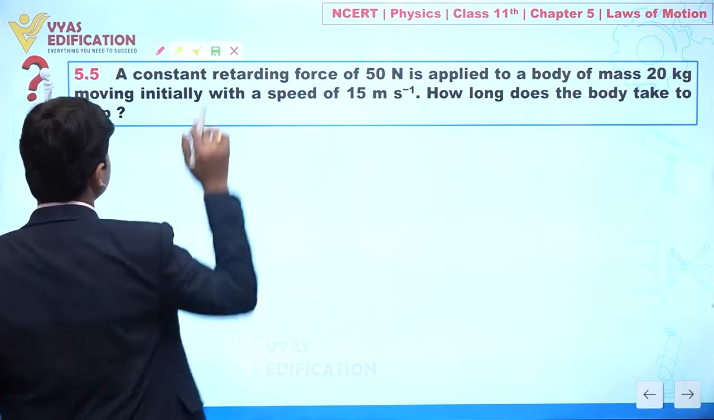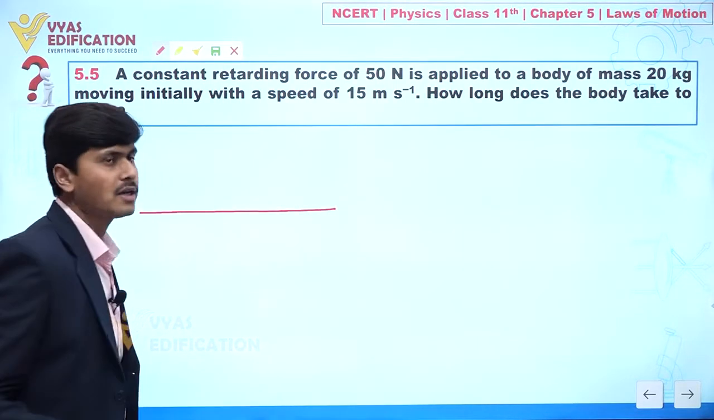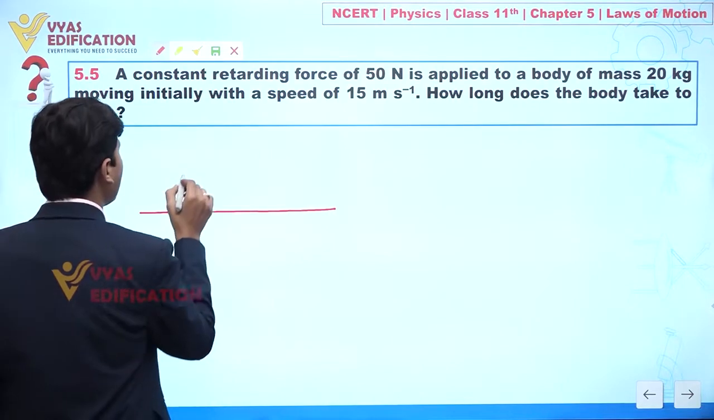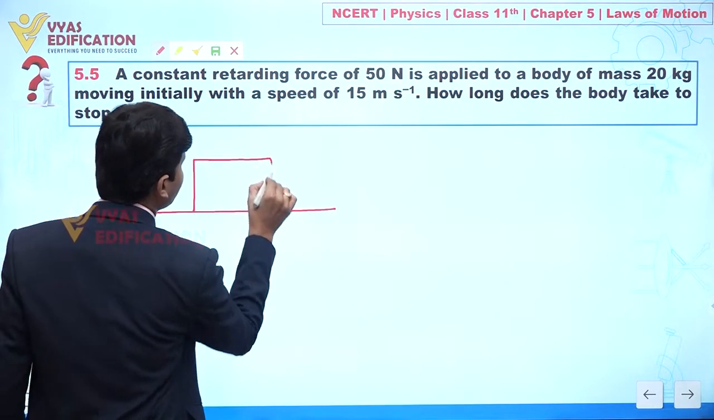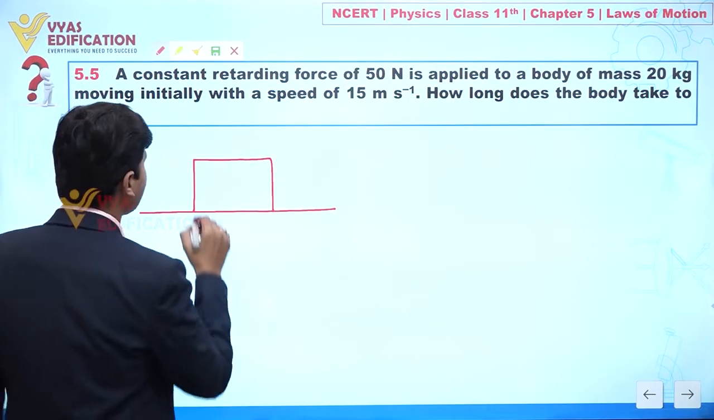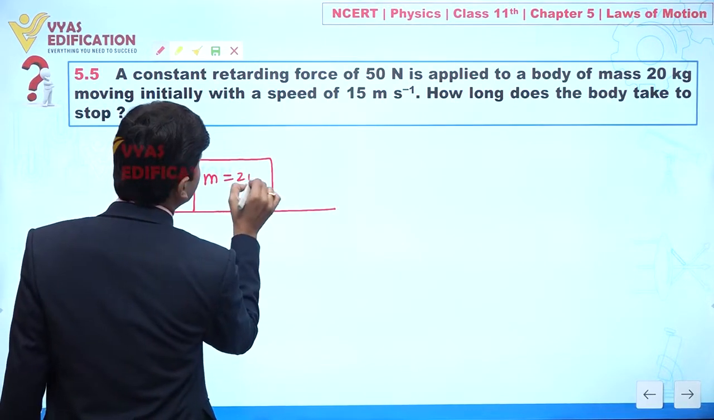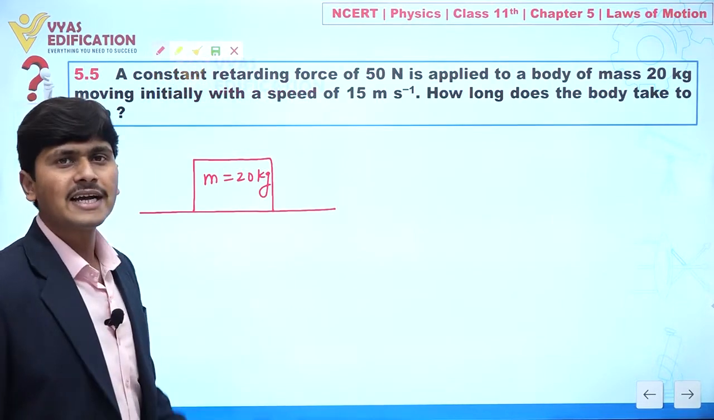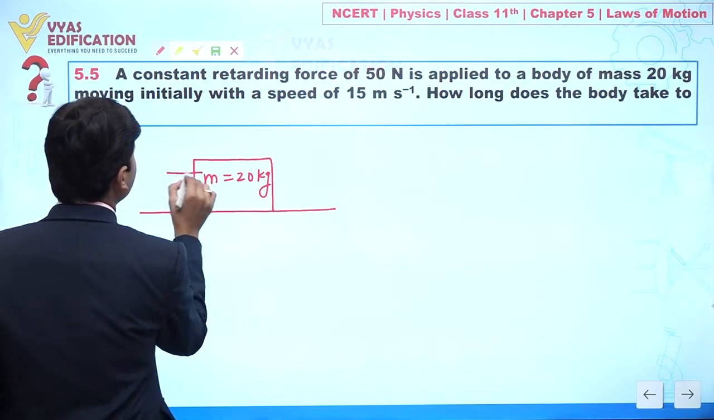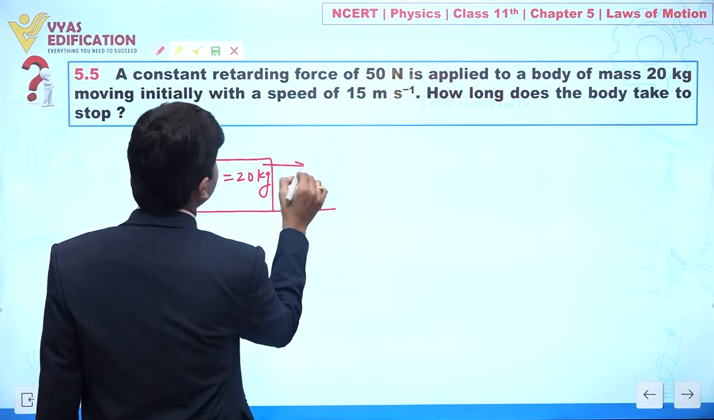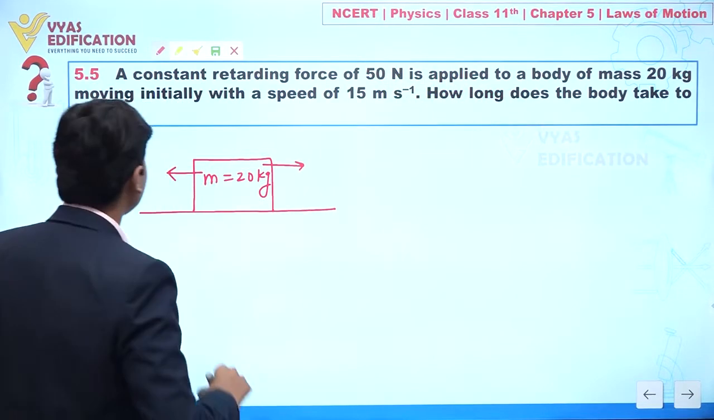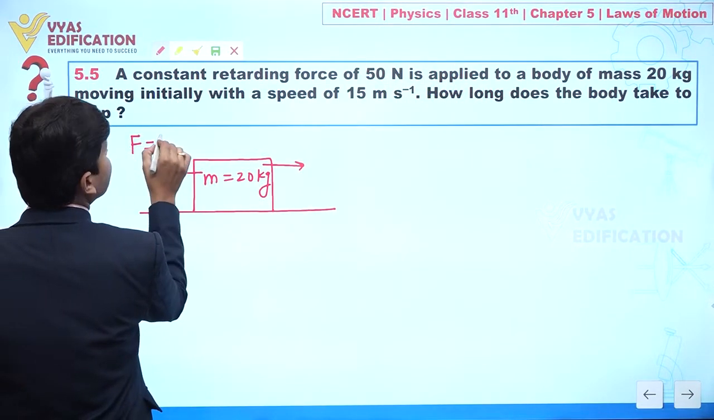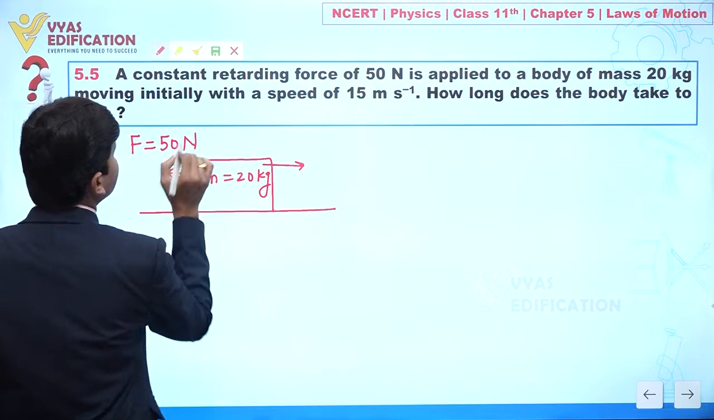Let's suppose this is the ground. Clear? And let's suppose we have a body. Let's suppose this is a body. Clear? Mass of this body is given to you, m equal to 20 kg, and it is also given that a constant retarding force is acting. So definitely, let's suppose we are assuming this body is going in the right direction, so this retarding force is acting in the opposite direction, and this is 15 Newton.